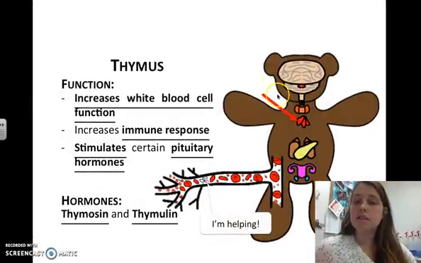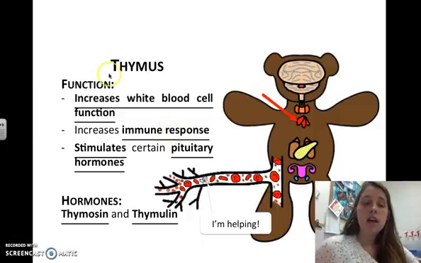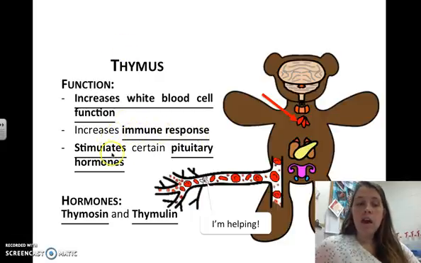The thymus. So again, if we're going through this, we've got our pituitary, our parathyroid, our thyroid, and now our thymus. So the thymus increases white blood cell function. The thymus works a lot with your immune system. Okay, it increases your immune response. So when you get sick and you need more white blood cells to help out, the thymus is what increases the immune response. It also stimulates certain pituitary hormones.